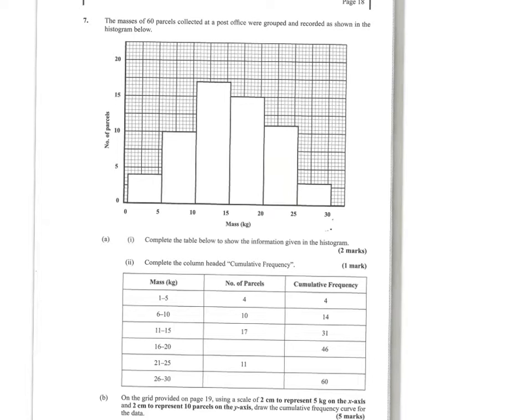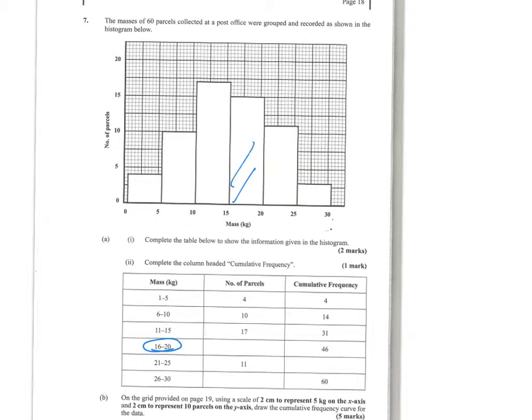January 2015, number 7. So the first part of this question asks us to complete the table below from the histogram given, and part 2 asks us to complete the headed cumulative frequency column. So we have to fill that in. If we notice, what we're missing here is the number of parcels for 16 to 20.